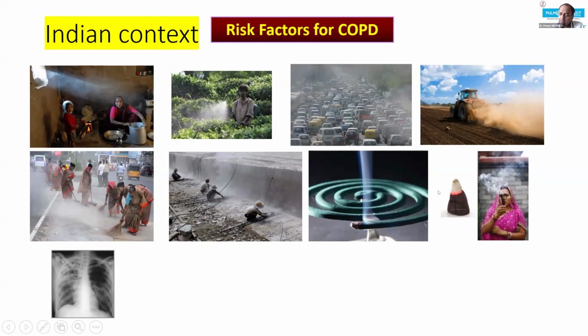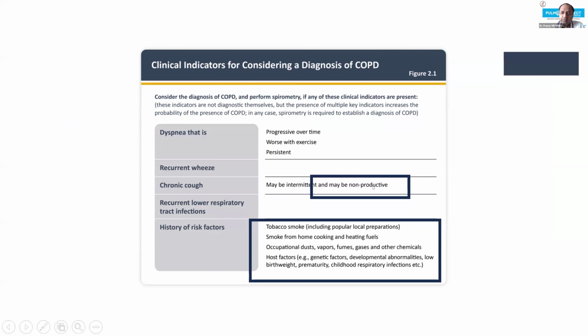Symptoms, as per the guidelines also, common symptoms are dyspnea, which progresses with time, worsens with exercise, and most important, persistent. This is the most important word. Patients may have recurrent wheeze, chronic cough, which is usually productive because it's airway related, but it can be non-productive also. And this is why this is important. It could be just peripheral airways, as I told you about bronchiolitis or emphysema, where you may not have a lot of sputum.